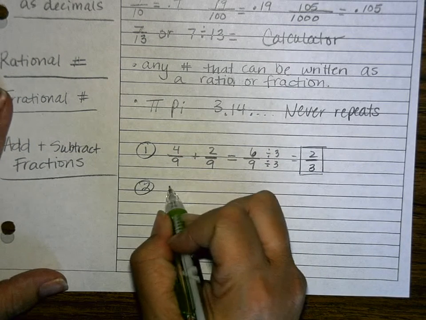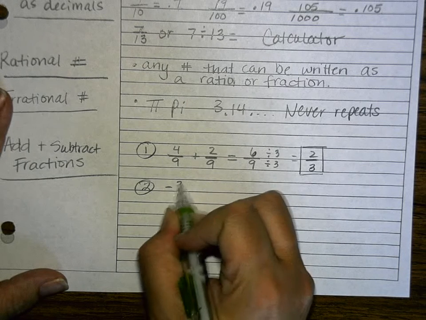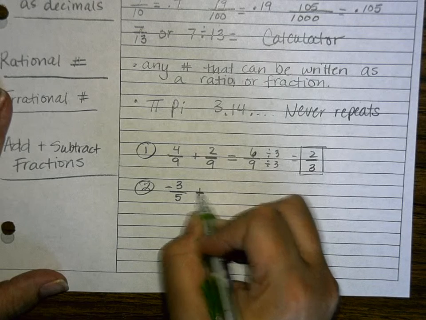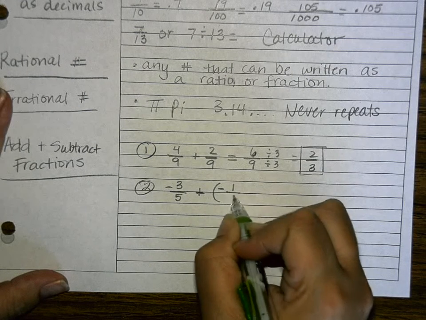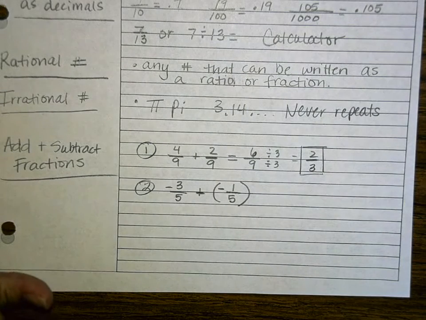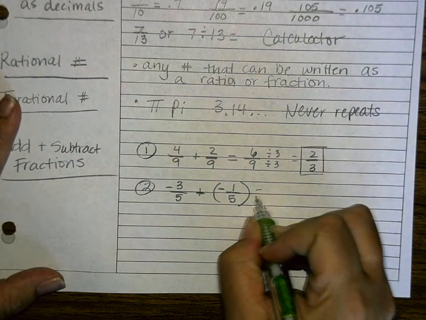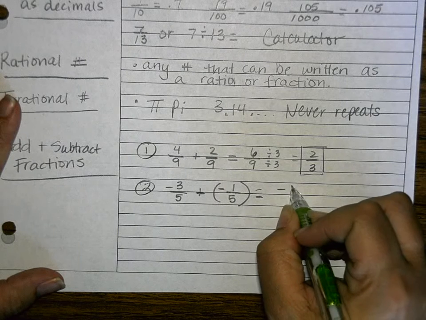All right, number 2. This is the difference between 6th and 7th grade right here. Negative 3/5 plus a negative 1/5. The negative sign is the only difference between 6th and 7th grade. Who knows the answer? Say it out loud. Negative 4/5.